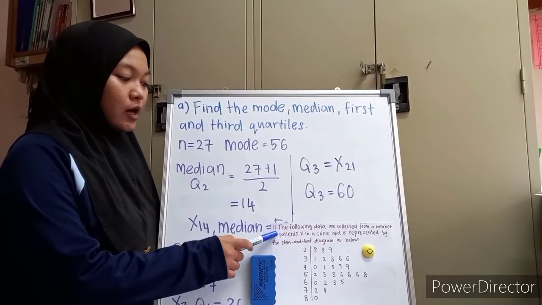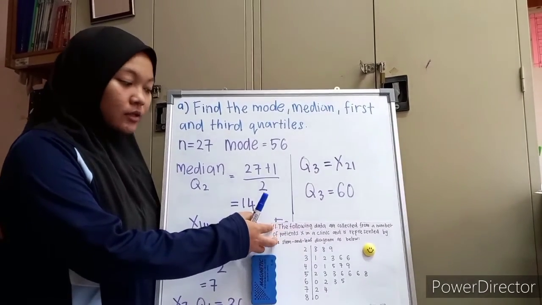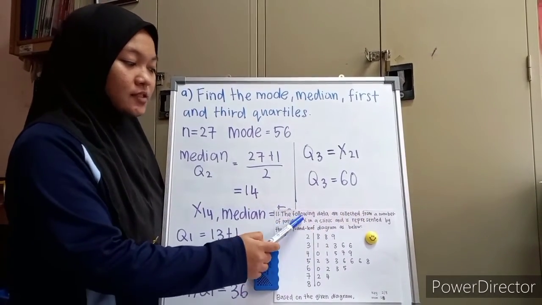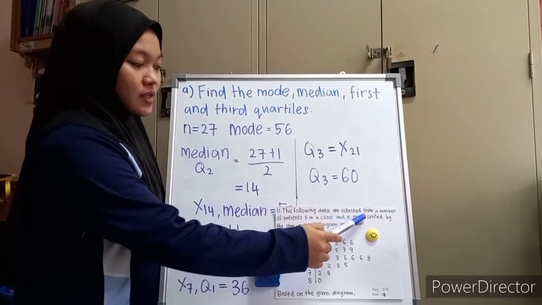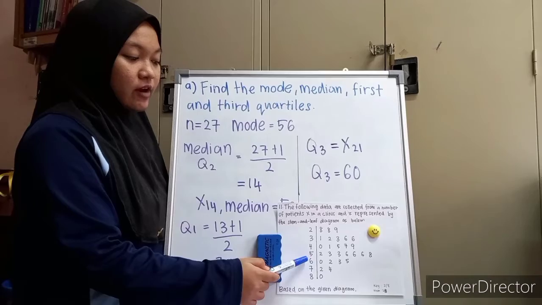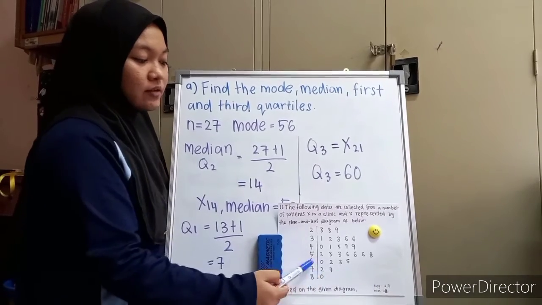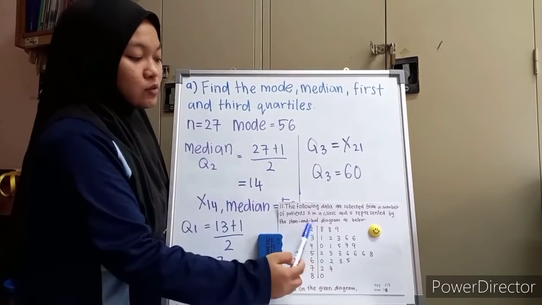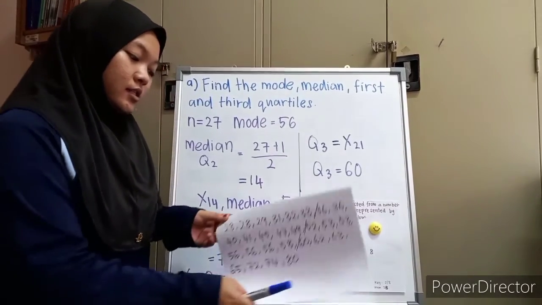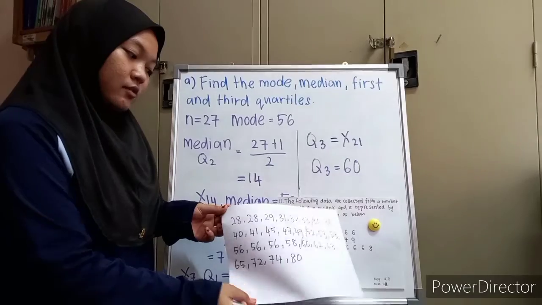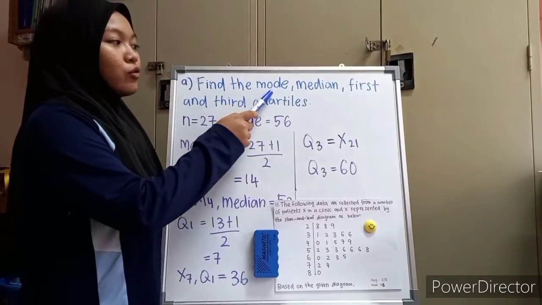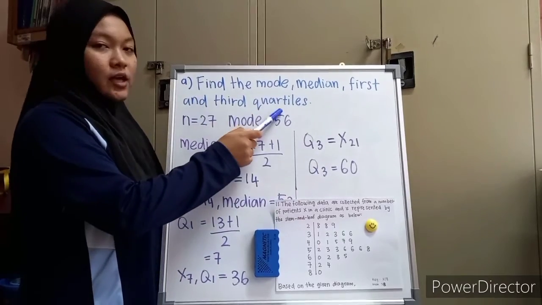Today I will explain a question from ungrouped data. The following data are collected from a number of patients X in a clinic and is represented by the stem and leaf diagram as below. This is the stem and leaf diagram. The key to read the stem and leaf diagram is shown here, which means we read it as 28. We can also transfer the data like this. Based on the given diagram, find the mode, median, first and third quartiles.